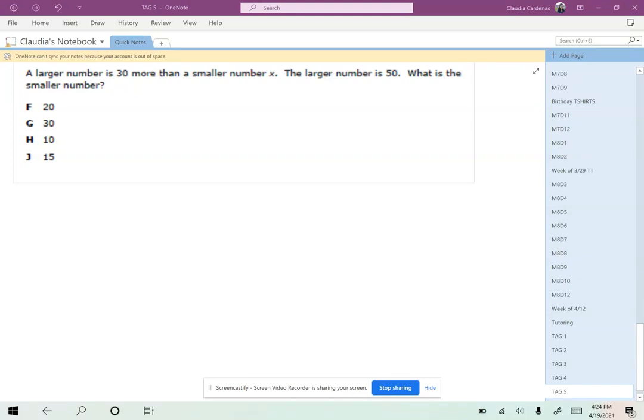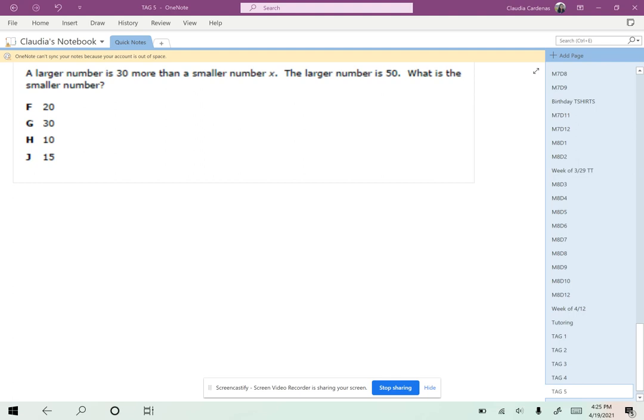Alrighty, so we're going to go ahead and work on one more type of problem, except a word problem, using our similar strategy to what we just did in the last problem. A larger number is 30 more than a smaller number, x. The larger number is 50. What is the smaller number?